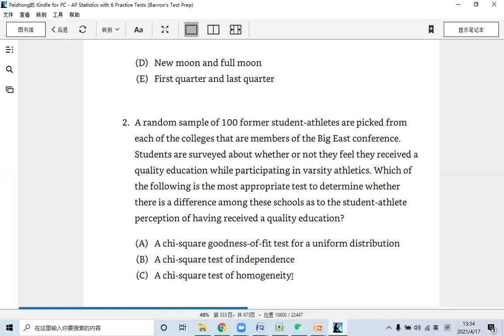You're testing, does the perception of education quality depend on which university they come from? This would be a test for independence. This is because you get one sample of students, and you categorize where they are coming from. This is a very subtle difference.